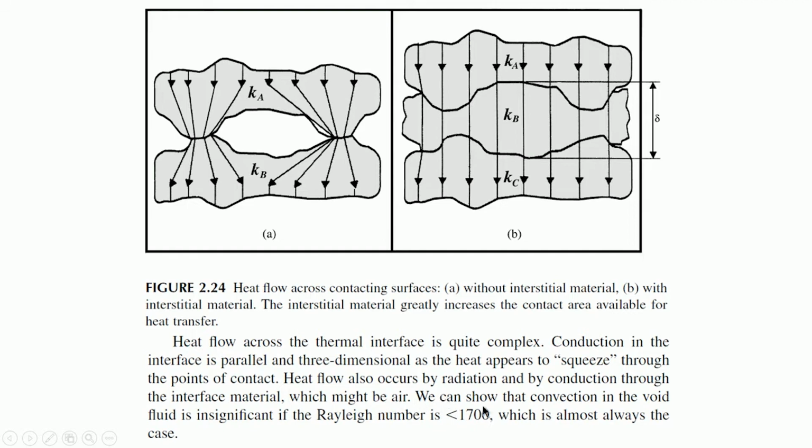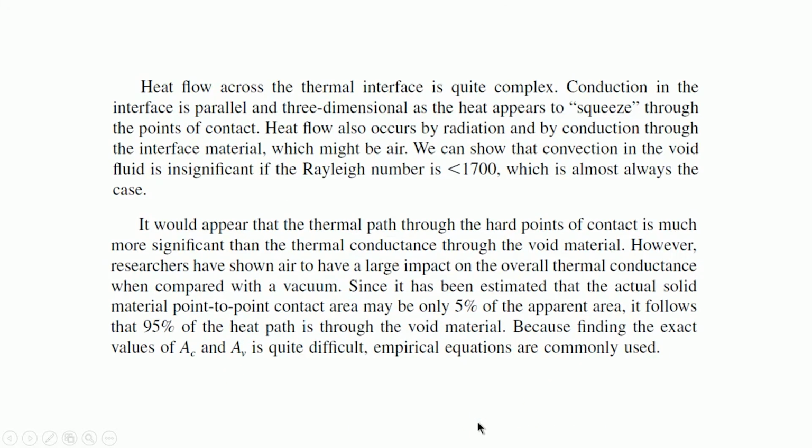We can show that convection in the void flow is insignificant if the Rayleigh number is less than 1700, which means that there is no flow, which is always the case. It would appear the thermal path through the hard points of contact is much more significant than thermal conductance through the void material. If you ignore convection in the void material, it means no air can circulate; they are almost like closed cells.